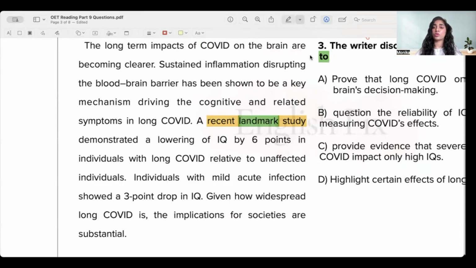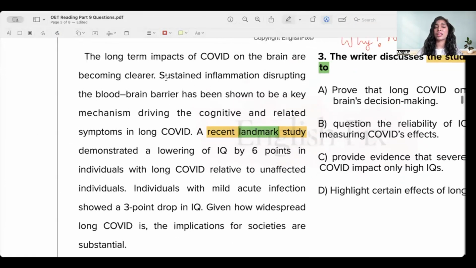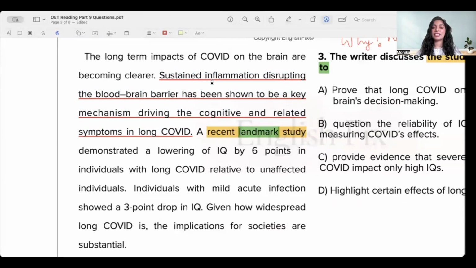So what do I want to do? Well, I simply want to see what I see before this. This is the sentence that I see before it, and that's what I want to read. Sustained inflammation disrupting the blood-brain barrier has been shown to be a key mechanism. Look at this word, blood-brain barrier, a key, very important mechanism, which is driving the cognitive functions and related symptoms in COVID, long COVID.